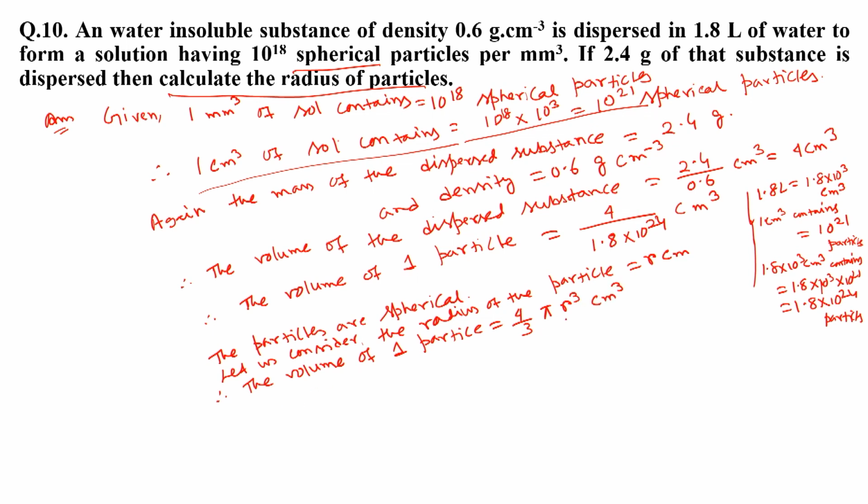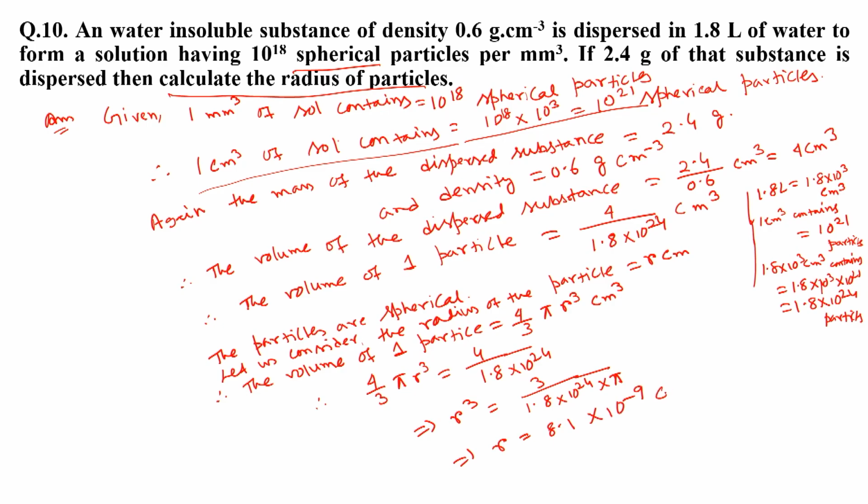So we can equate now: 4 by 3 pi r cube equals 4 by 1.8 times 10 to the 24 centimeter cube. Therefore r cube will give you 3 by 1.8 times 10 to the 24 times pi. Okay, so if you calculate this one, we get r is 8.1 times 10 to the minus 9 centimeter.